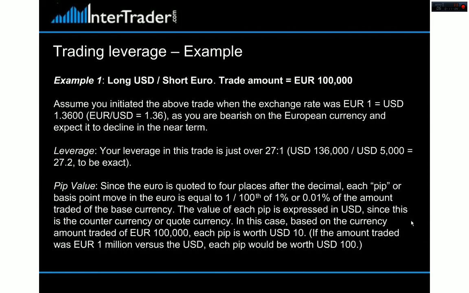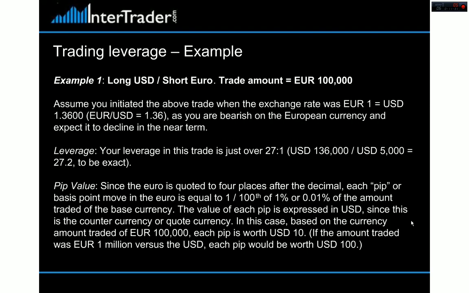So, take an example. We're long the euro dollar, which means we're buying the dollar and shorting the euro. So we're doing 100,000 euros worth. Assume you initiated the trade at the exchange rate of €1 equals 1.3600. You're bearish on the European currency and expect it to go down. So you're leveraging. Your leverage on this trade is just over 27 to 1.